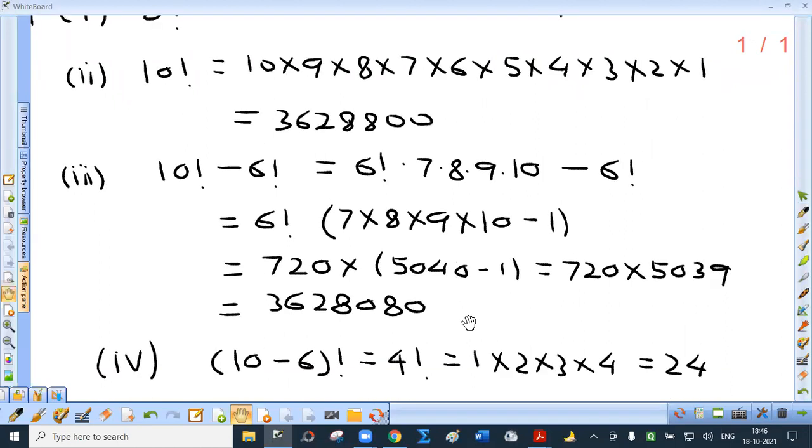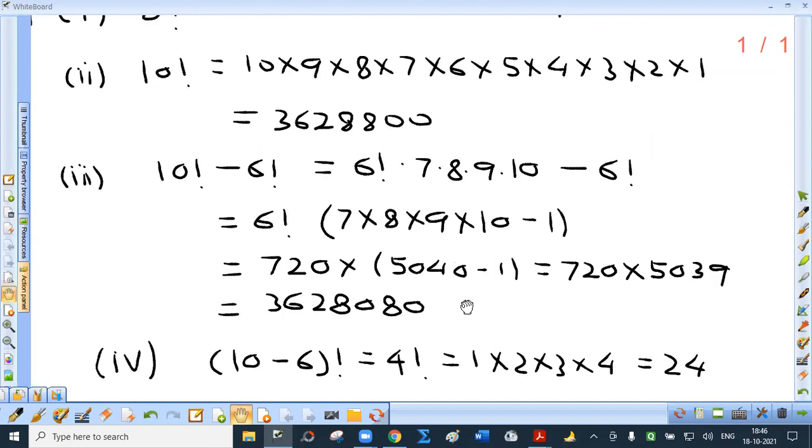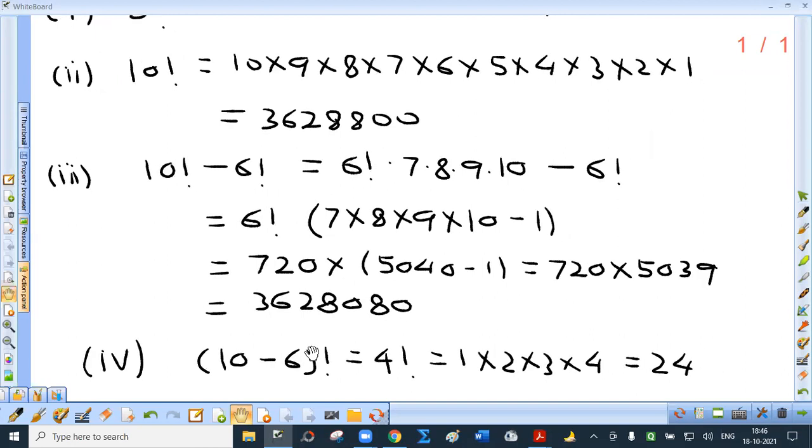36,28,080. The fourth one is the simplest one. (10 minus 6) factorial. They want to see whether you open the bracket and write 10 factorial minus 6 factorial. That is absurd. 10 minus 6 is 4. 4 factorial is the product of the first 4 natural numbers, which is 24.